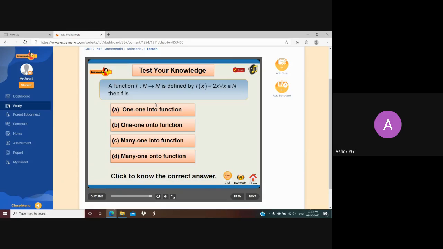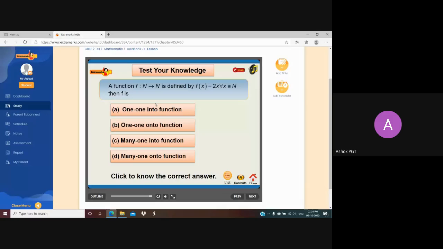Students, now the input set is natural numbers. It starts with 1, 2, 3, and it goes like this. It cannot have 0, -1, -2. Similarly, the output is also natural numbers. Hence, the output set also begins with 1 and goes to 2, 3, 4 and so on up to infinity. Now the given function is 2x. It means that whatever input we give, it will multiply it by 2 and produce the output.